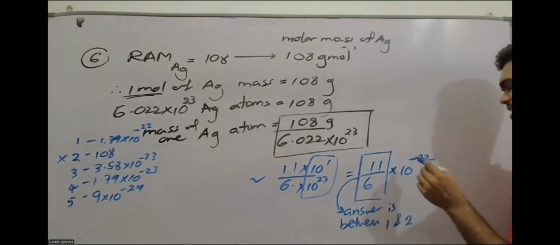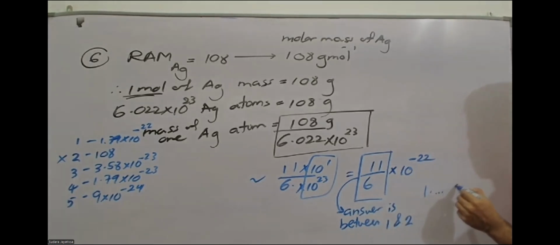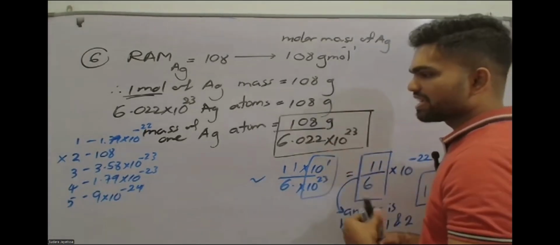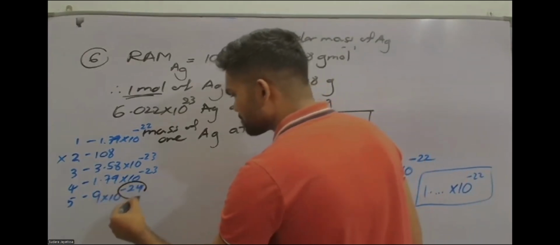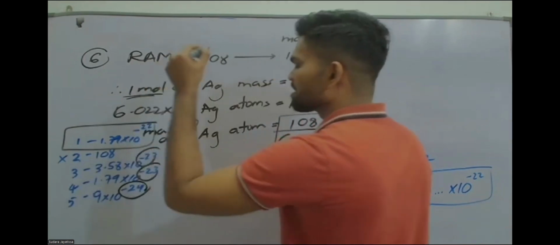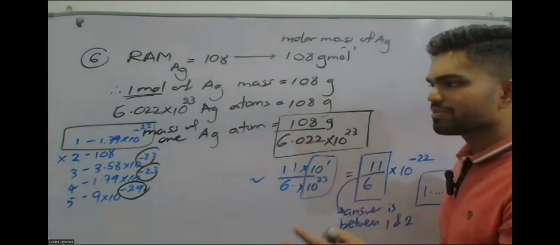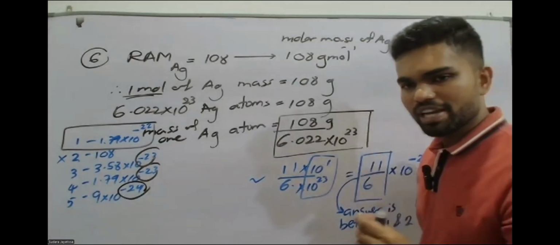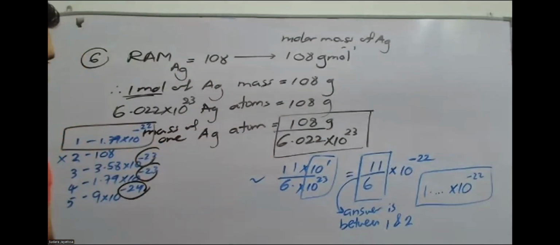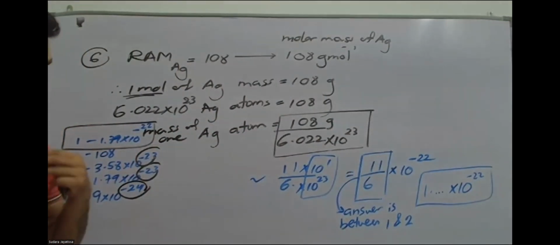And something, 1 point something into 10 to the power minus 22. So you have only one answer like that, isn't it? In the other answers it is either minus 24 or minus 23. Only this one is having minus 22, 1 point something and minus 22. See my logic? That is how you select the answer without simplifying. So use this knowledge that I am giving you.